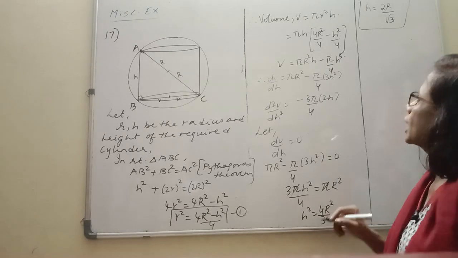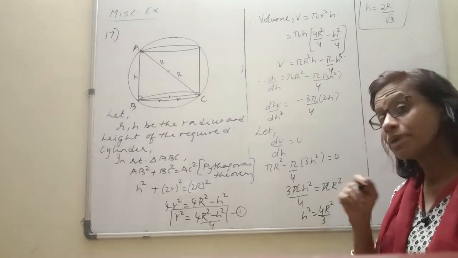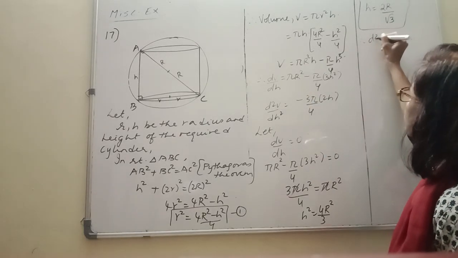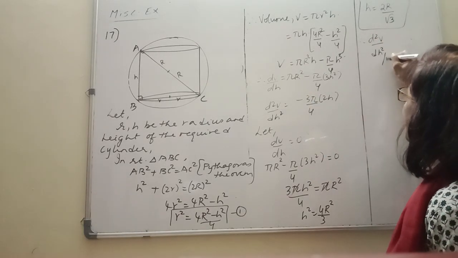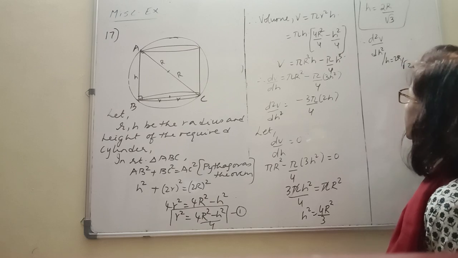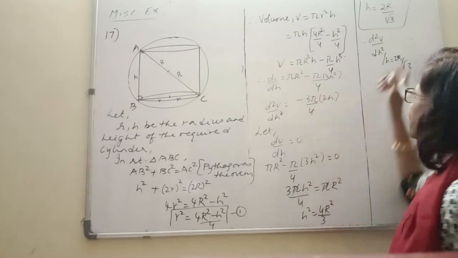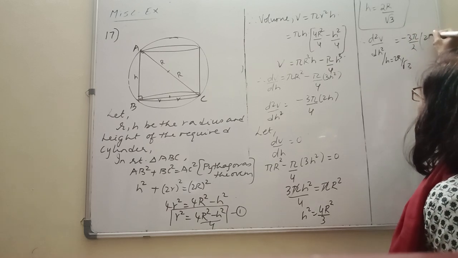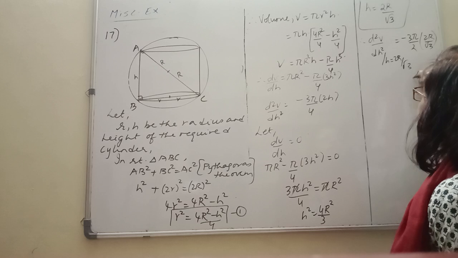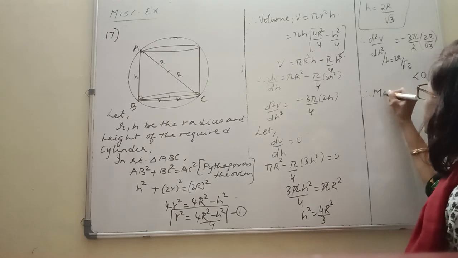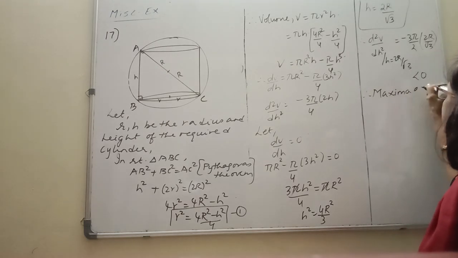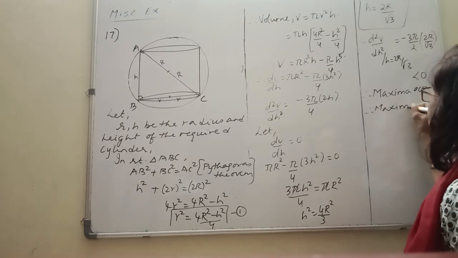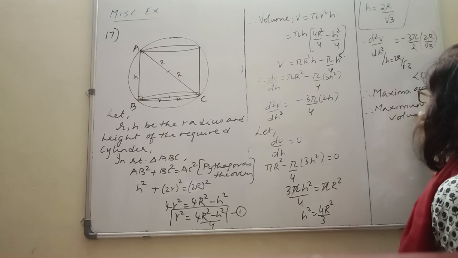Now, having got this, they have asked us to show the maximum volume and find the volume also. So for maximum volume, we have to catch hold of d squared V over dh squared at h equal to 2R over root 3. We are not actually bothered because it's a negative quantity, we know. Minus 3 pi over 2 times h when we simplify that, and h is 2R over root 3, is anyhow a negative quantity, therefore maximum occurs. And then let's find the maximum volume.